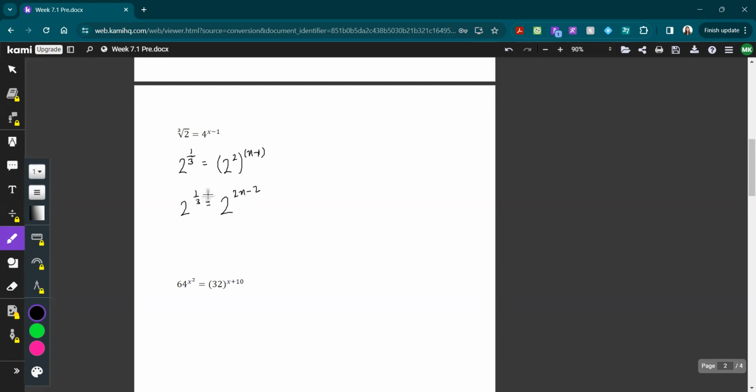Okay, same bases. We can make an equation out of the exponents now. So we have 1/3 equals 2x minus 2. I'm going to write over here. We then have 2x equals 7 over 3 because I added 2 to both sides of the equation. And then from here, I divide by 2 to finally give me x equals 7 over 6. And that's the answer. All right.